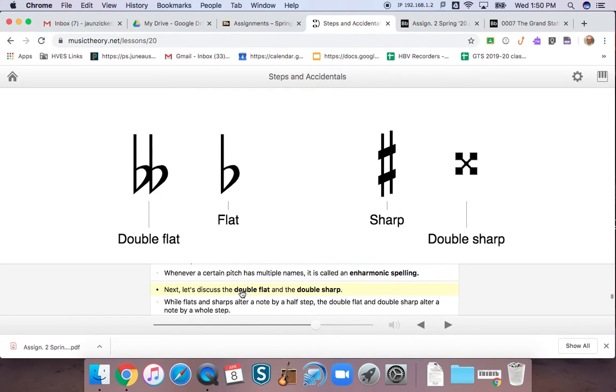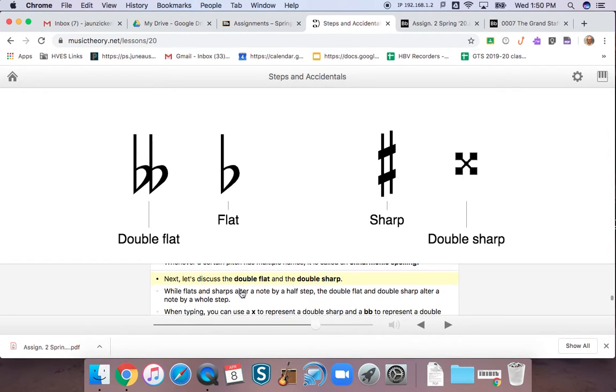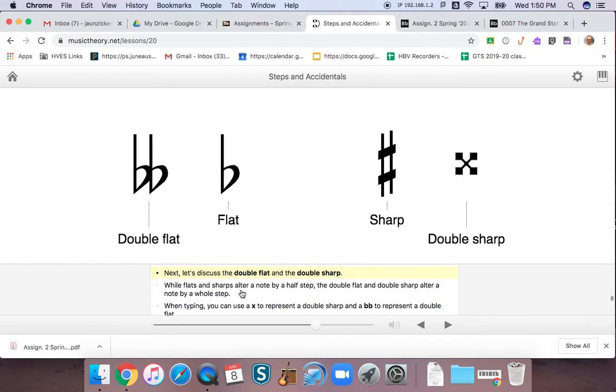Now let's discuss double flats and double sharps. And again, guys, this is just an introduction, some terminology that if you've never heard of it before, now you have. Don't let it overwhelm you. Just let it enrich you. Next, let's discuss the double flat and the double sharp. When flats and sharps alter a note by a half step, the double flat and the double sharp alter a note by a whole step. So in other words, every time you have one of these little symbols like a flat sign, they count as a half step.